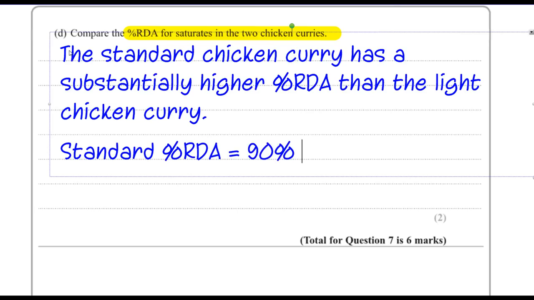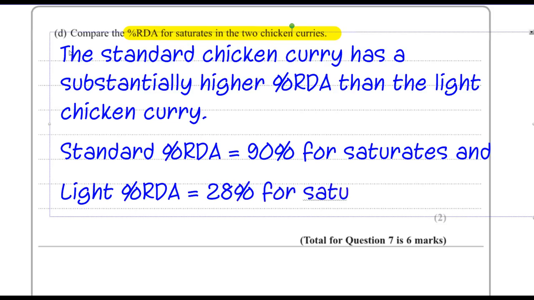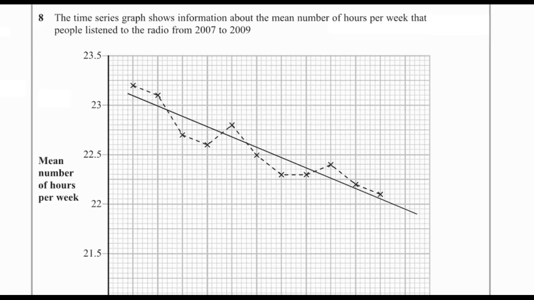For saturates, and the light percent recommended daily allowance we said was 28% for saturates. Okay, so we've compared, we've said which one's higher, and we've also given the numbers to back up what we've said.